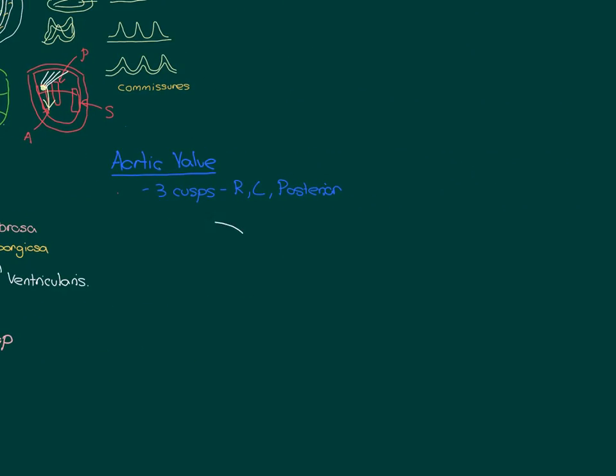So here we go, like so. And here is the posterior one at the back here, and then we have the right and left ones at the front. So I'll just draw these divisions down, and if I was to draw a single cusp, it would be like this. So colouring in the separate walls again, here's the floor of this posterior cusp of the aortic valve.